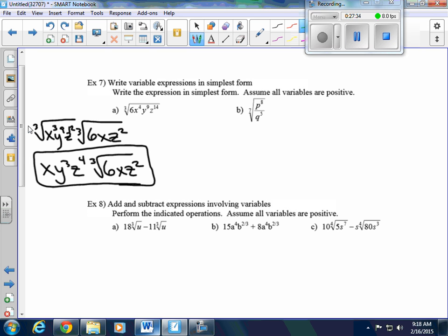So let's look at the next one. I'm going to break down b into the 7th root of p to the 8th over the 7th root of q to the 5th.